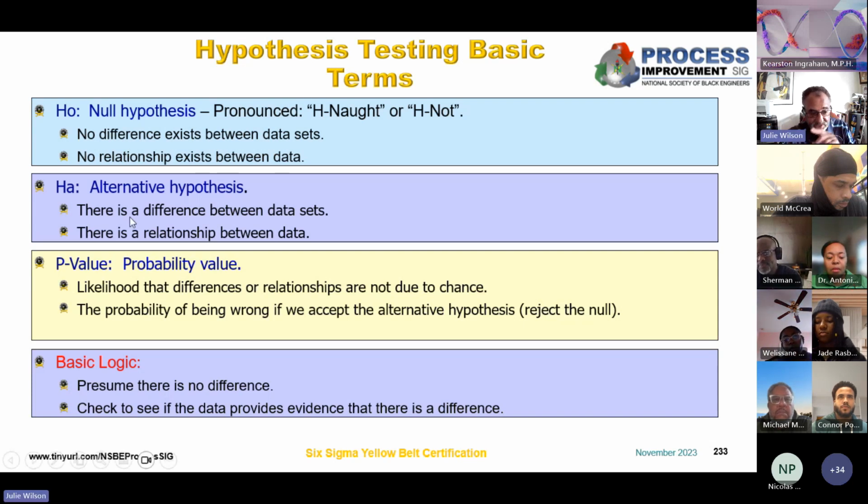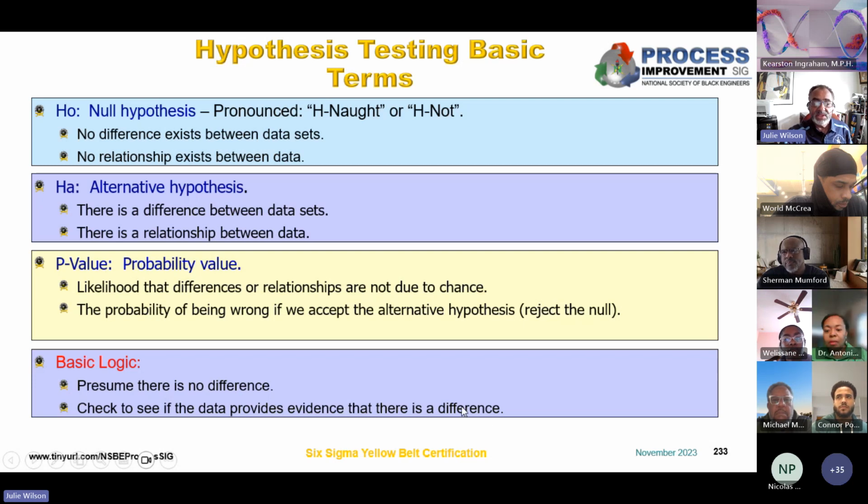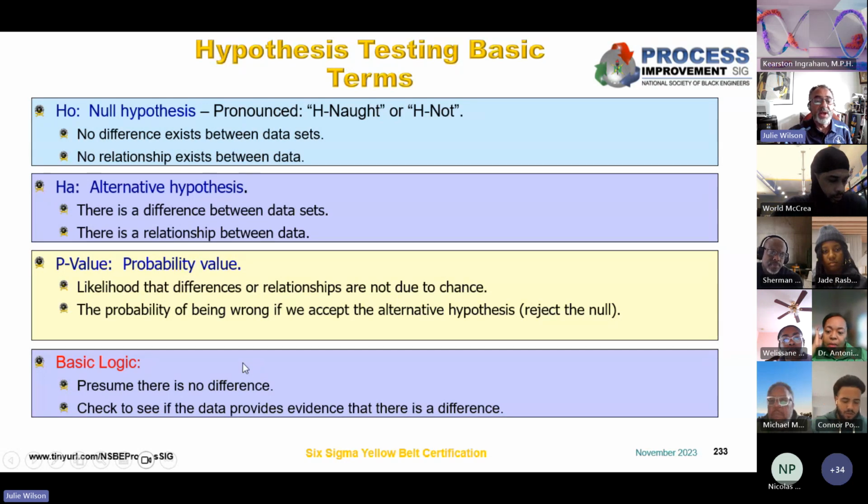So I'll illustrate this a little bit further. The basic logic is: presume there is no difference and check to see if the data provides evidence that there is a difference. And if the evidence is that there is a difference, then you reject the hypothesis that there is no difference. In other words, you can't tell me that there's not a difference, because the data tells me otherwise.